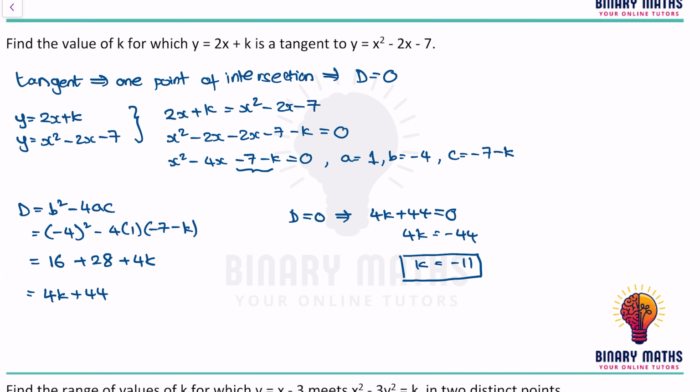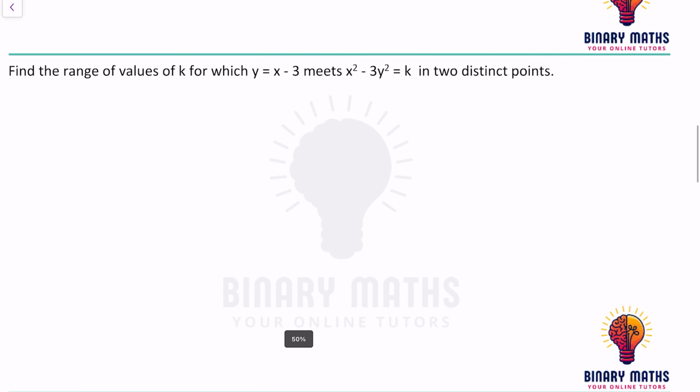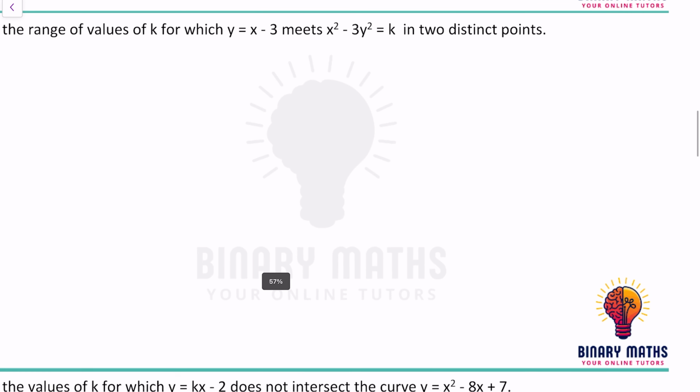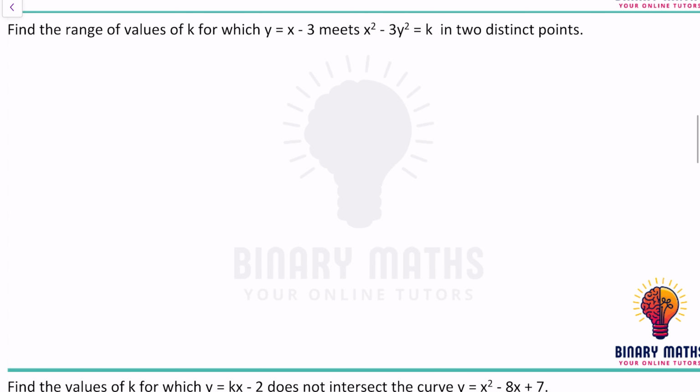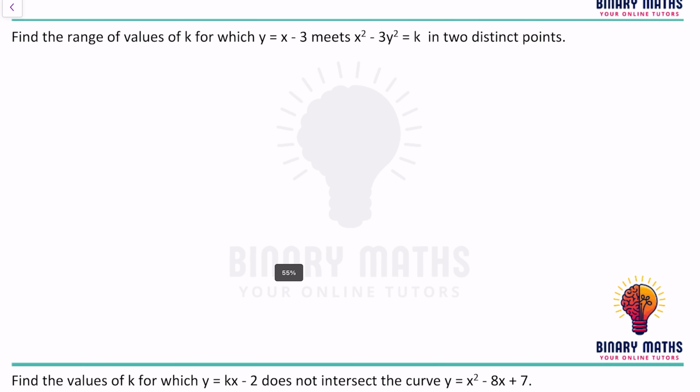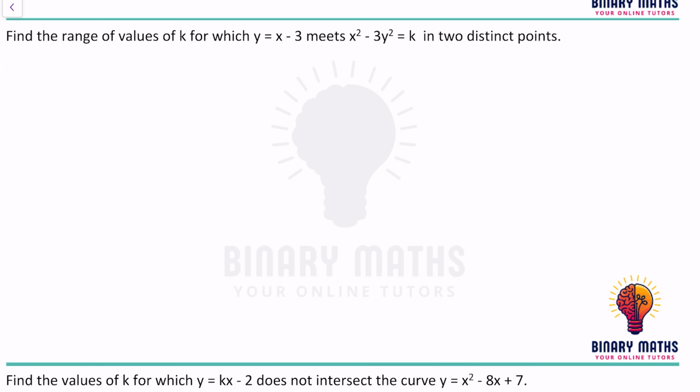Okay, let's have a look at the third problem. Find the range of values of k for which y is equal to x minus 3 meets x squared minus 3y squared is equal to k in two distinct points. Okay, two distinct points means the discriminant must be greater than 0.